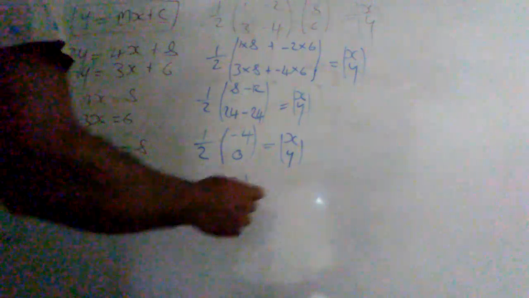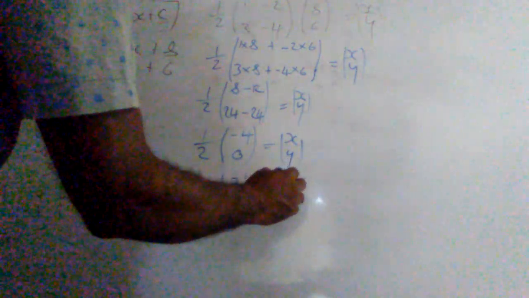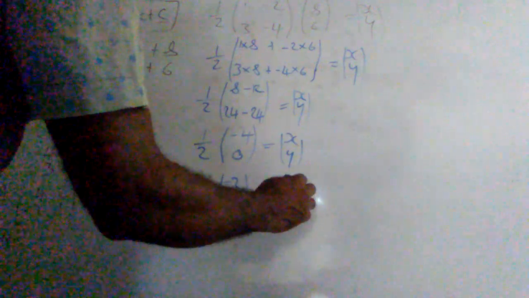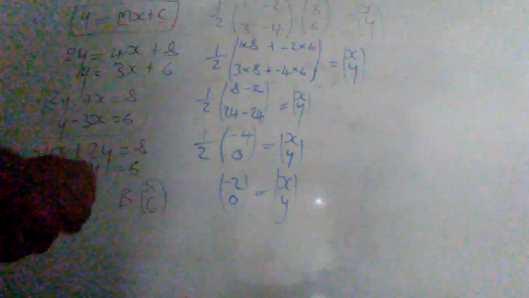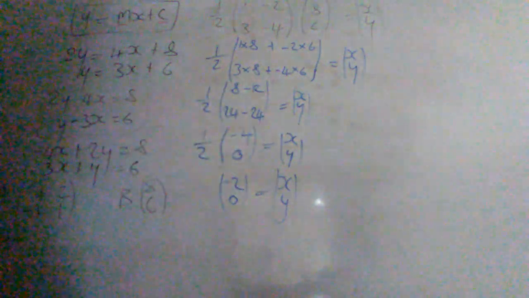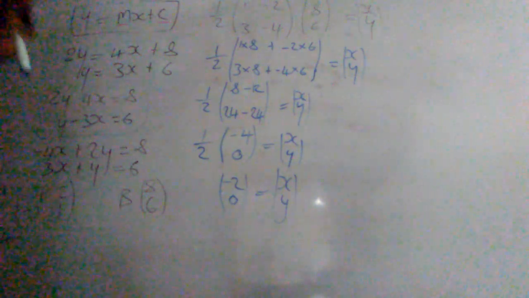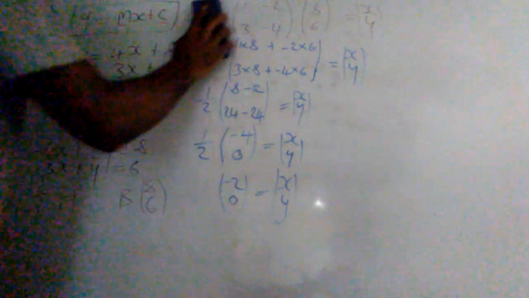So negative 2, 0 would be the intersection. So this is how we'll find the intersection of two straight lines using matrix.